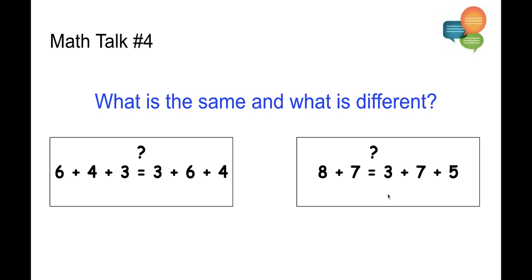How about this one? What is the same on this side? Hmm, well, they both have a 7, and while there's an 8 on this side, you have 5 plus 3. And what does that equal? That also equals 8. So you know that both sides are true.